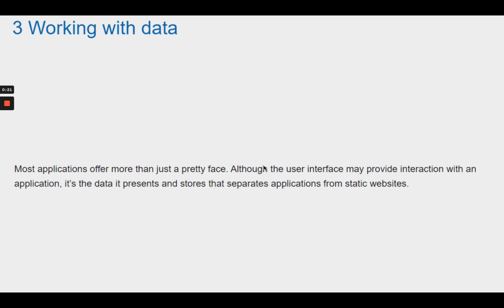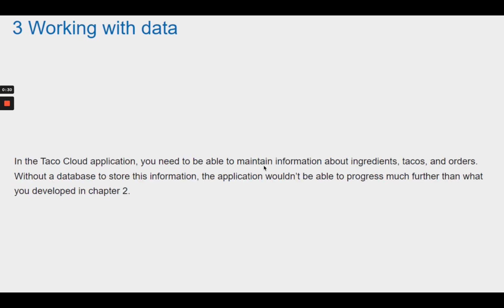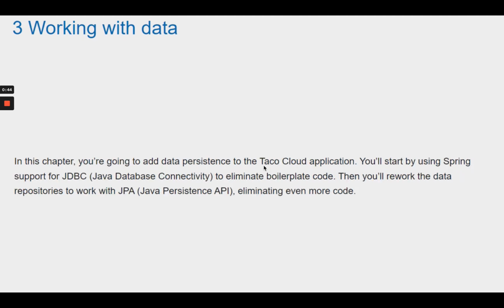Although the user interface may provide interaction with an application, it's the data it presents and stores that separates applications from static websites. In the Taco Cloud application, you need to be able to maintain information about ingredients, tacos, and orders. Without a database to store this information, the application wouldn't be able to progress much further than what you developed in Chapter 2. In this chapter, you're going to add data persistence to the Taco Cloud application.